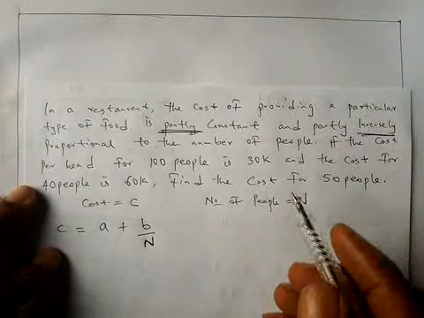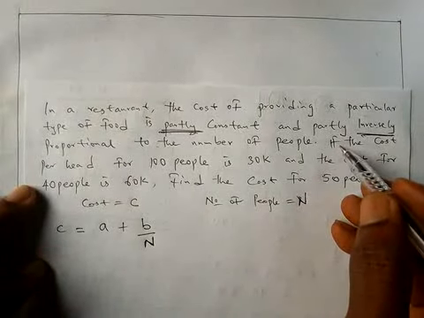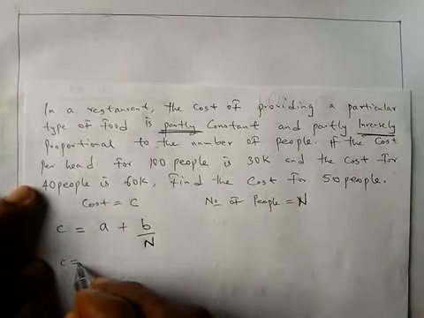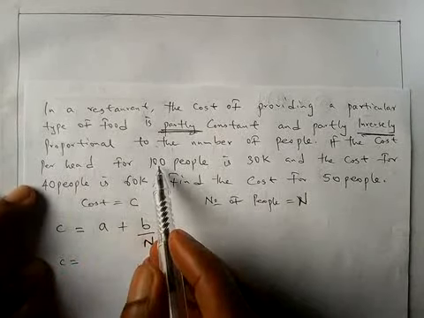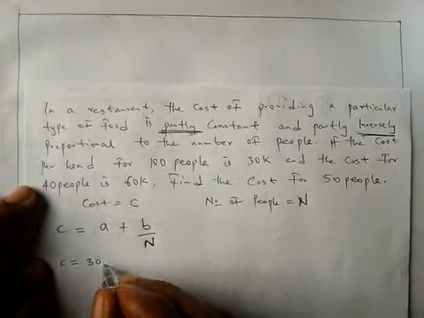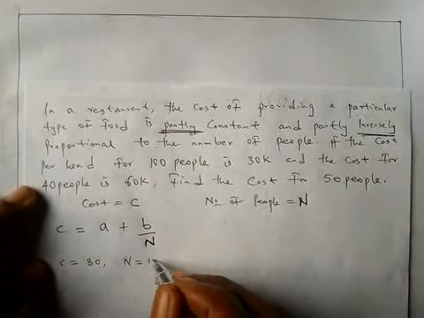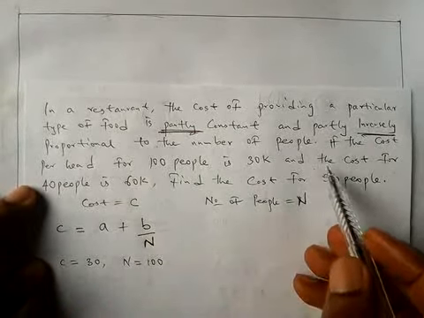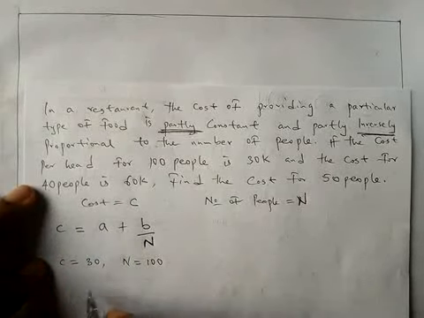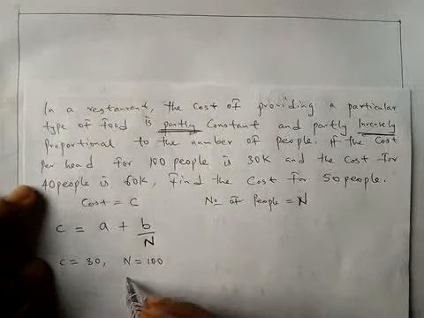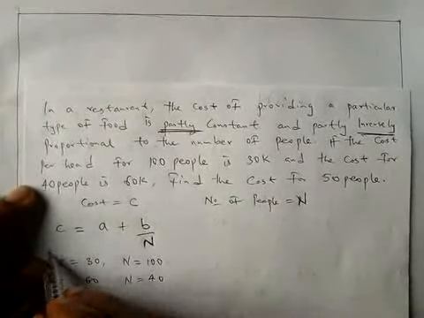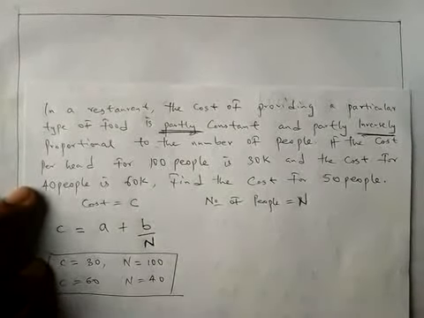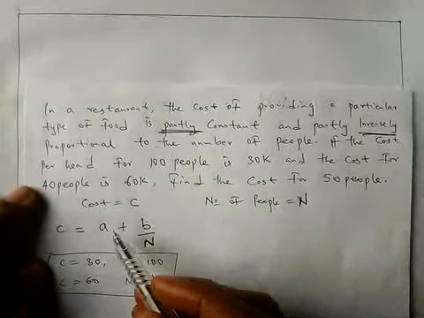Okay, now we're told that the cost per head for 100 people is 30, so when C is 30, N is 100. And the cost for 40 people, when the number is 40, C is 60. Okay, so with this we can get the constants A and B.